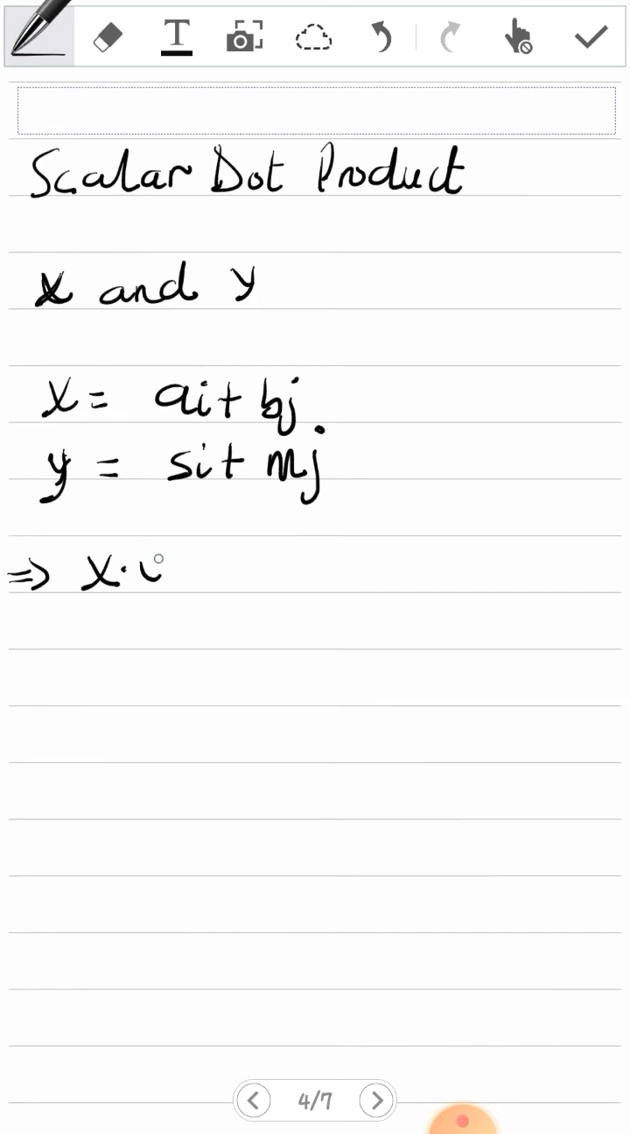So s dot y, then we are going to get a times s plus b times m. So the s components will multiply themselves plus the y components. Okay, so with that in mind, we are going to solve some questions. And I told you you're supposed to get a single answer. So for scalar dot product, you have to get a single answer. You don't get it in the vector form.